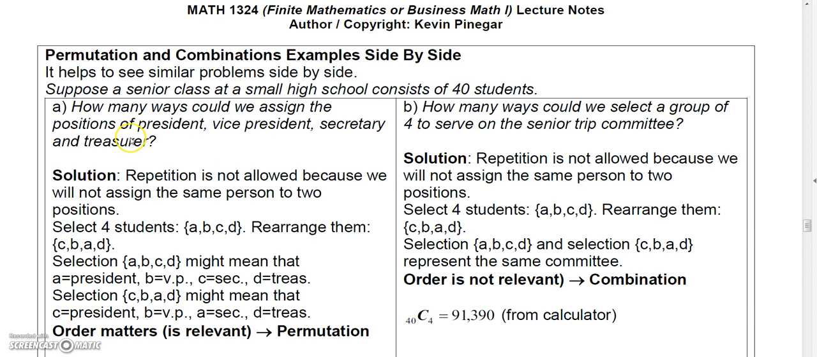president, secretary, and treasurer? Well, repetition is not allowed because we will not assign the same person to two positions. And now let's select 4 students. Let's say A, B, C, and D are 4 of the students, and rearrange them any way we want to, C, B, A, D.